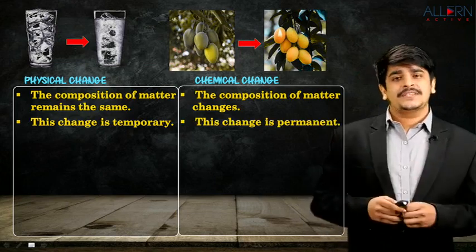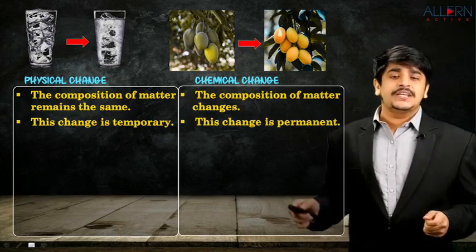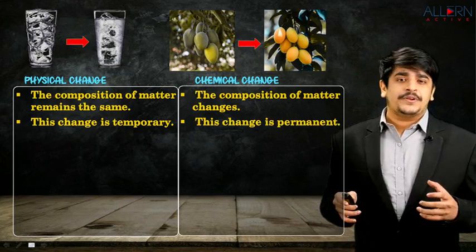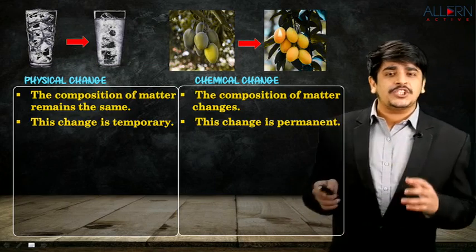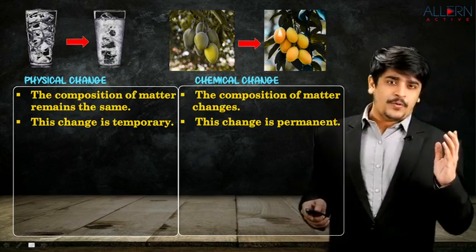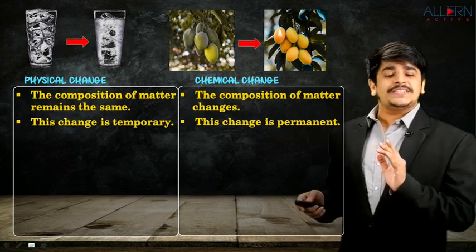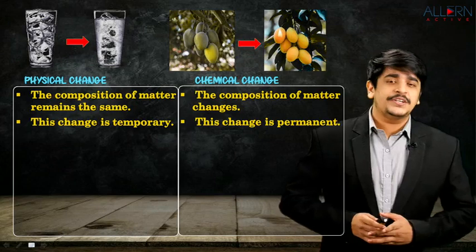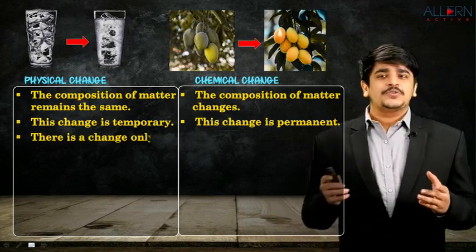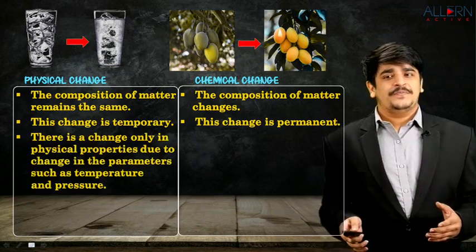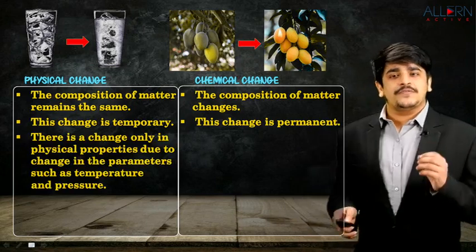But as far as the chemical change is considered, these changes are going to be permanent. You are capable of changing a raw mango to a ripe mango, but a ripe mango cannot be made raw again, which means as far as the chemical change is considered, it is going to be permanent and it is going to be irreversible.